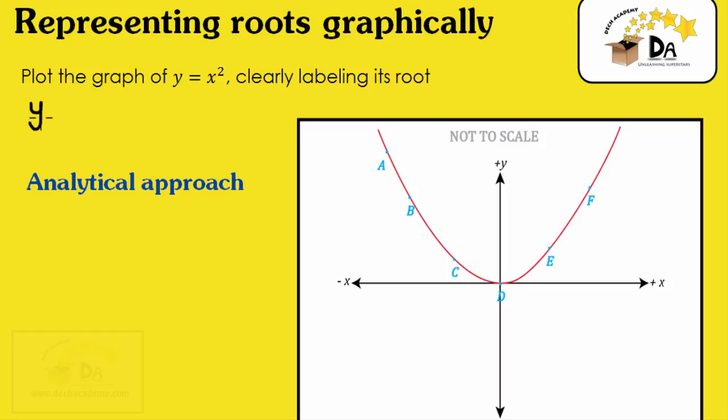For a quadratic equation of the form y equals ax squared plus bx plus c, where a, b, and c are constants, and a is not 0, x and y are variables, the solution to the equation ax squared plus bx plus c equals 0, i.e. the solution to the case where y is 0, or the solutions rather, are the roots of the equation.